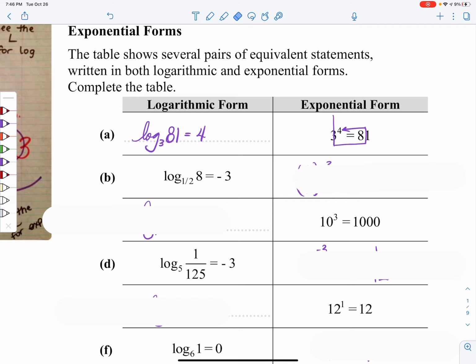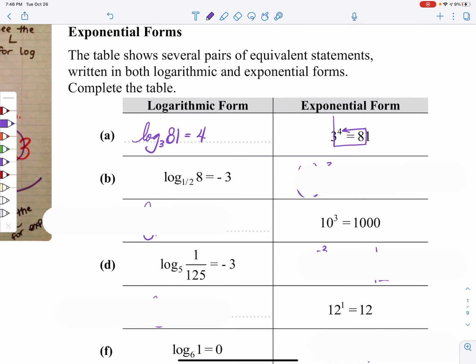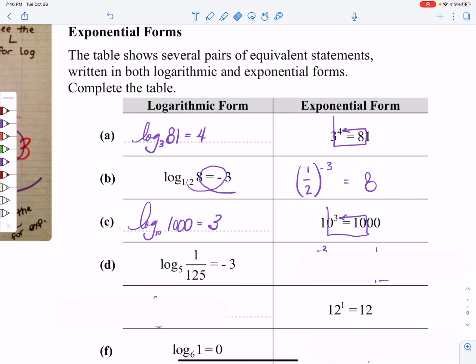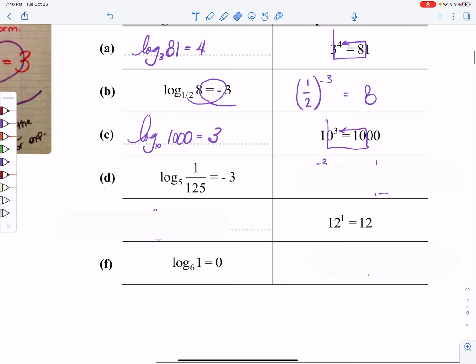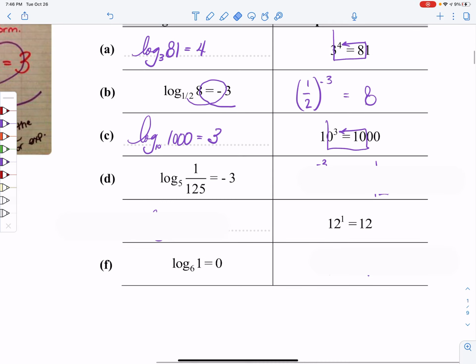All right, so part B. We want to change the log into an exponential. So let's use the e. We'll start with the base one-half, raise it to the negative third, make it equal to 8. For the next one, we'll have log base 10 of 1,000 is 3. For the next one, part D, we will have 5 raised to the negative third is equal to 1 over 125.